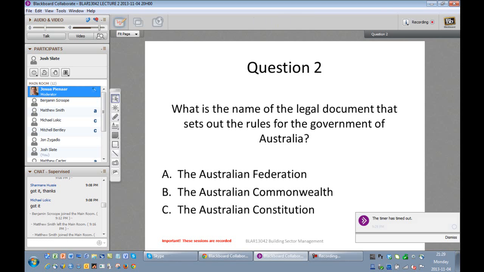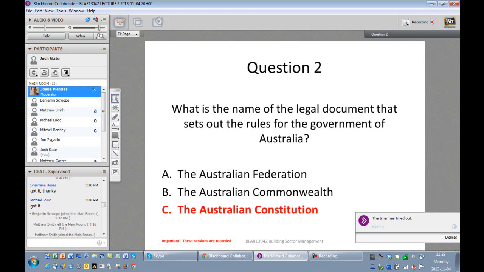All right, so you guys can use the polling button. So let's have a look at the right one. Remember, you have to keep score of your own rights and wrongs. So indeed, it is C. So that would be the Australian Constitution.